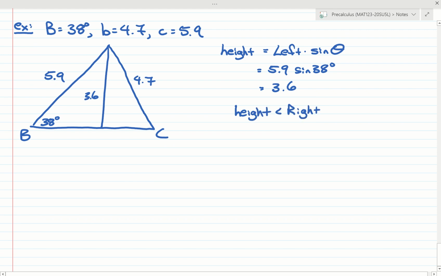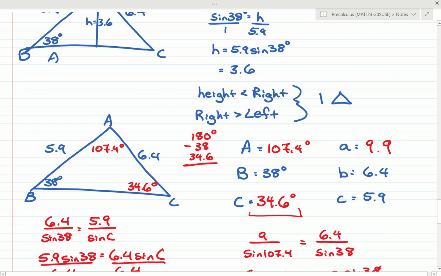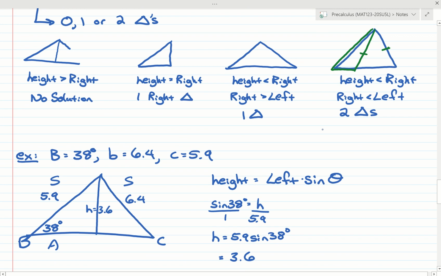So fortunately or unfortunately, we have an answer. We have to find it. But we have the right side is smaller than the left. 4.7 is smaller than 5.9. Let's take a look at the options we have here. The right side is smaller than the left, and the height is smaller than the right, so we have two triangles. The second triangle is a little bit tricky to see, but I'll walk you through that.